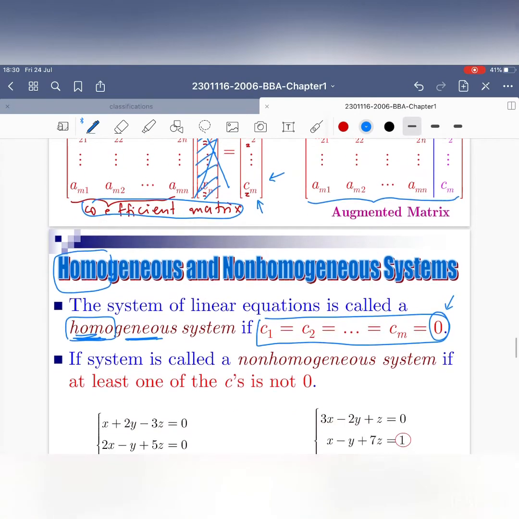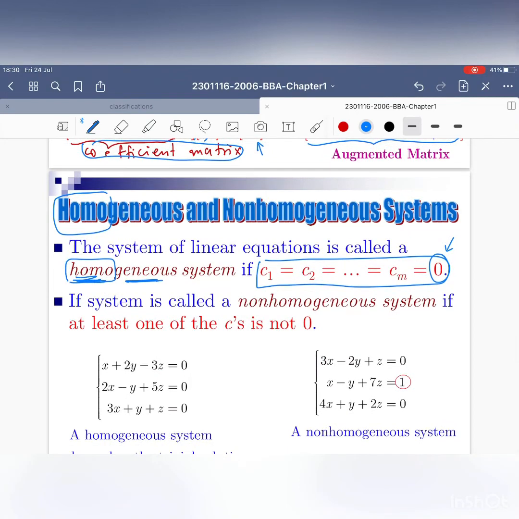And of course, if at least one of them is not 0, then we call it non-homogeneous. So it's not the same type. For example, here on your right hand side they are all 0, so this one is homogeneous.